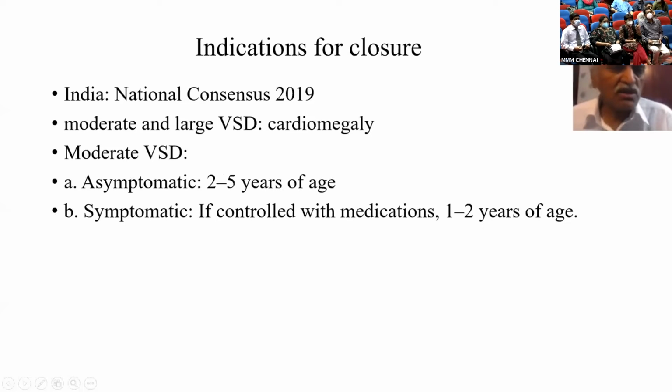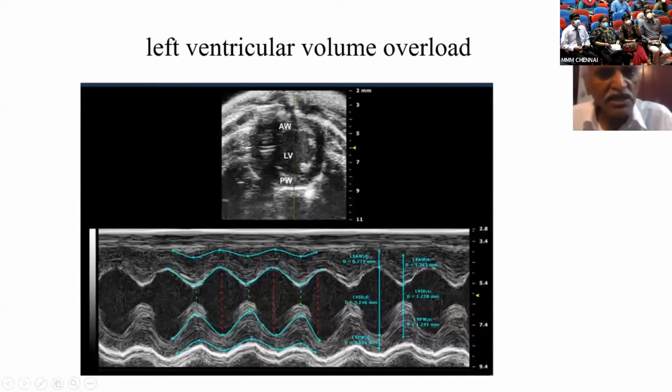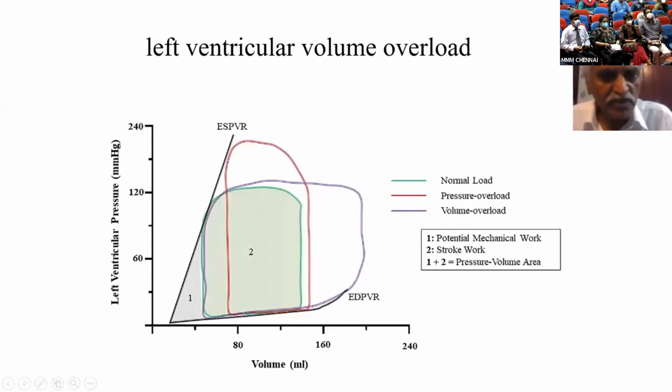The Indian National Consensus a couple of years back suggested that a moderate sized VSD, if asymptomatic, should be operated on by school age. If symptomatic, by 1 to 2 years of age. They all have cardiomegaly. This cardiomegaly is because of left ventricular volume overload, as can be seen on M-mode. And the pressure volume loop of the volume overloaded left ventricle shows an increase in the preload, which has a deleterious effect on the myocardium.